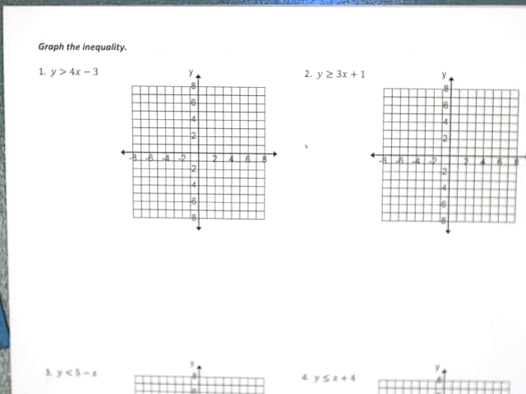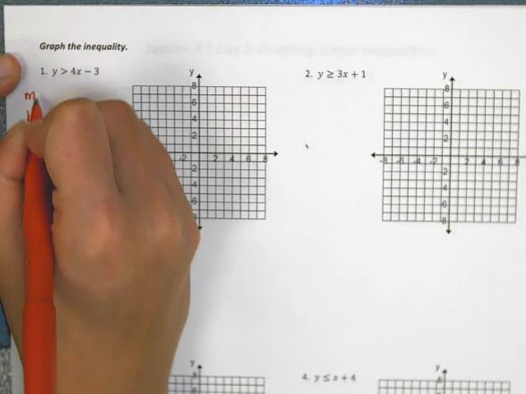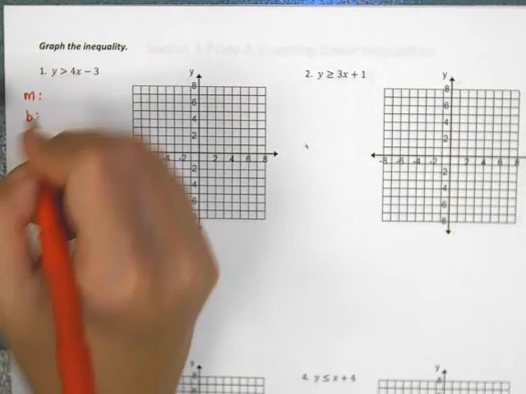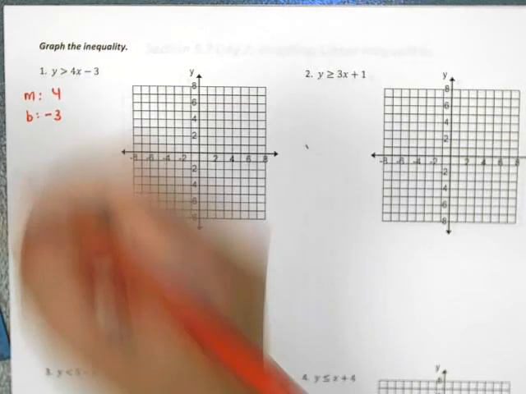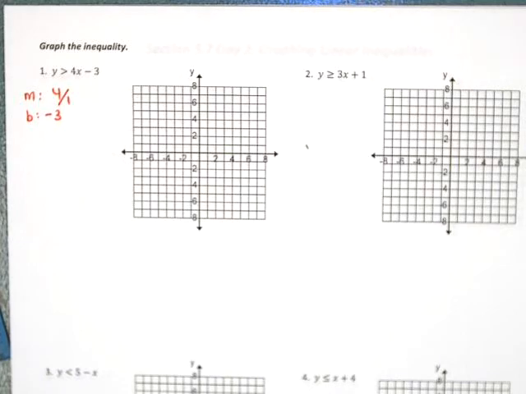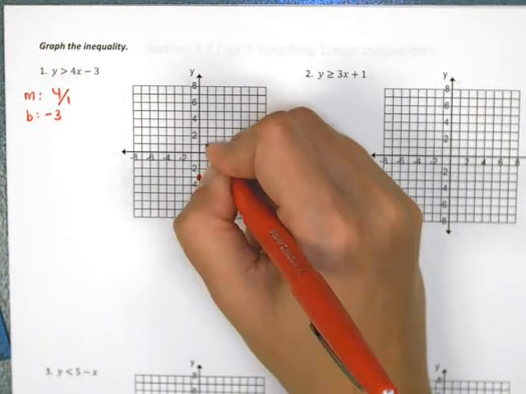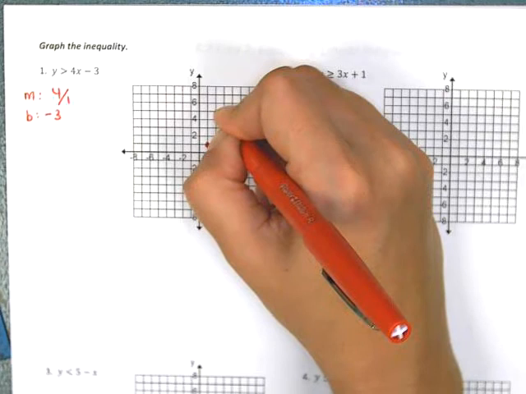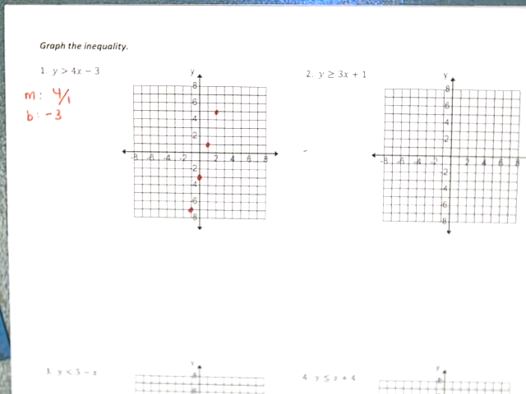All right, so in problem number 1, the good news is that the y is already isolated. It's already by itself. So we can jump straight into graphing the slope and the y-intercept. Now the b here would be negative 3 and the slope would be 4. Now, I sometimes like to write 4 over 1. I feel like that helps. I'm going to start at the negative 3, and from there I'm going to go up 4 over 1, up 4 over 1. I could also go down 4, left 1.